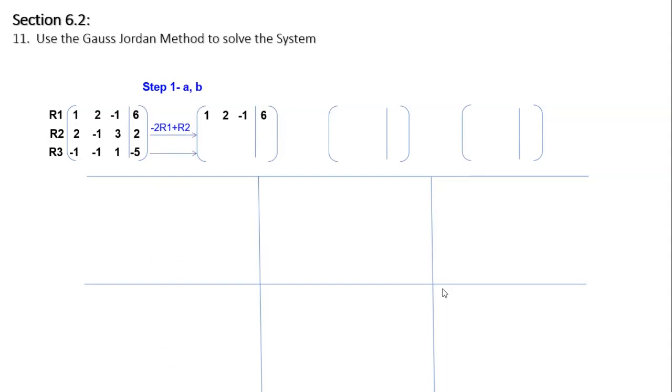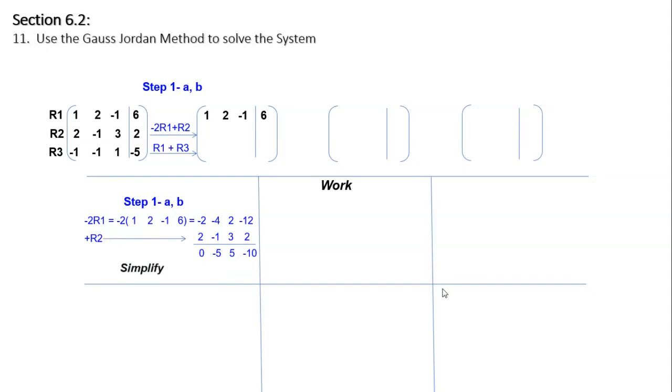Okay, so first, the steps. I'm going to leave row 1 the same as it is. I want a new row 2 and I want a new row 3. Again, since row 1 is not getting altered, I just go ahead and write it. So I'm showing you my work from step 1, the product of -2 to row 1, adding it to row 2. That's going to give me these values.